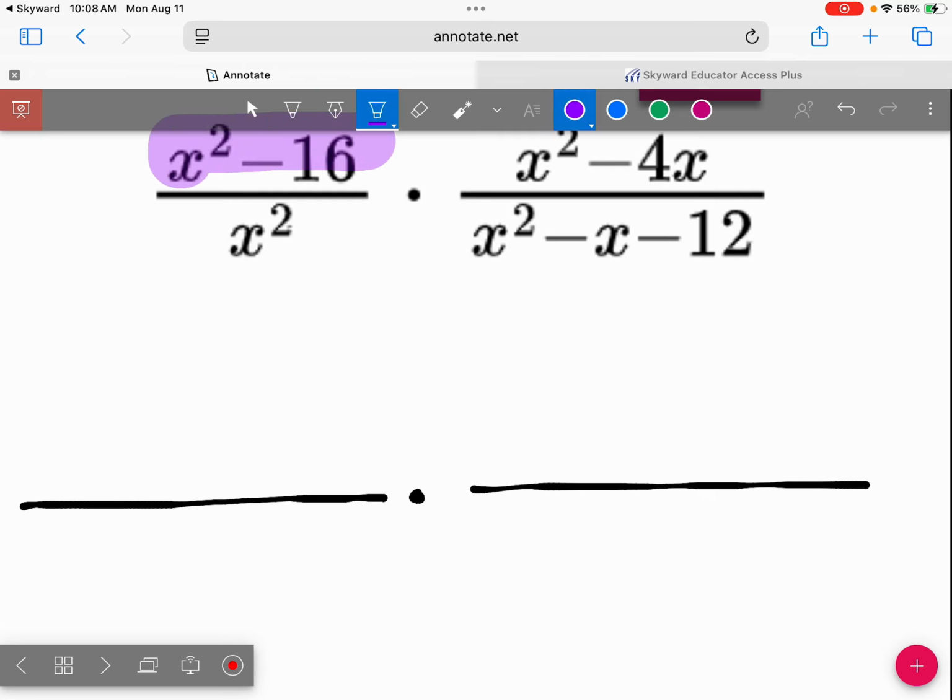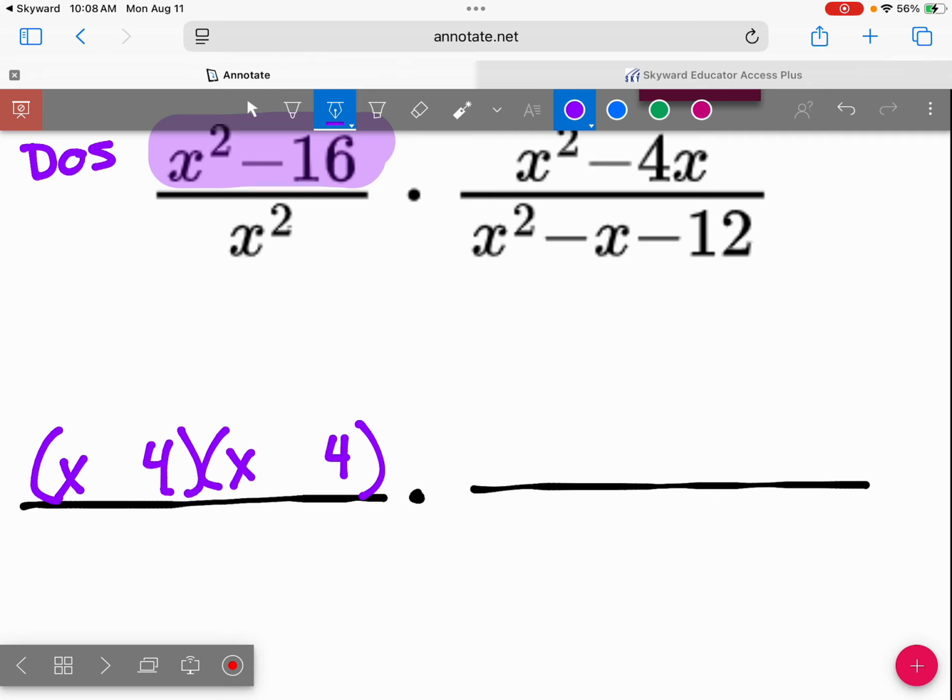If I want to factor x squared minus 16, how can I do that? It's a difference of squares. I heard somebody say difference of squares. I heard someone else just starting with factors. Totally valid. We know that x times x gives me x squared. So we're going to have an x in each of these boxes. What squared makes 16? 4. So we're going to have an x plus 4 and an x minus 4. One piece gets a plus, one piece gets a minus. If I multiply that back out, I'll get my x squared minus 16.